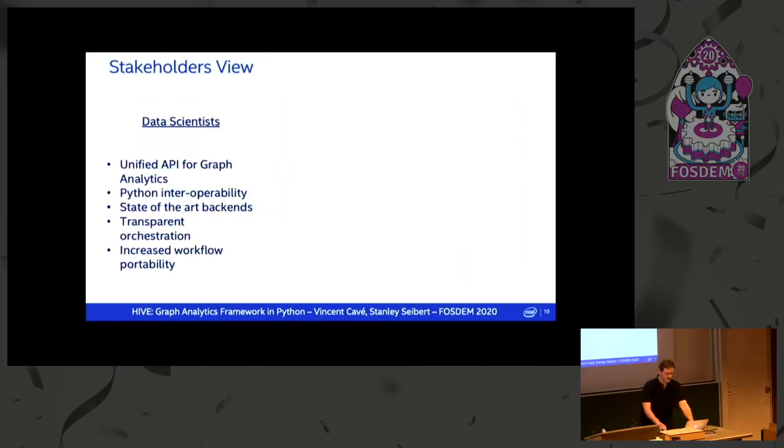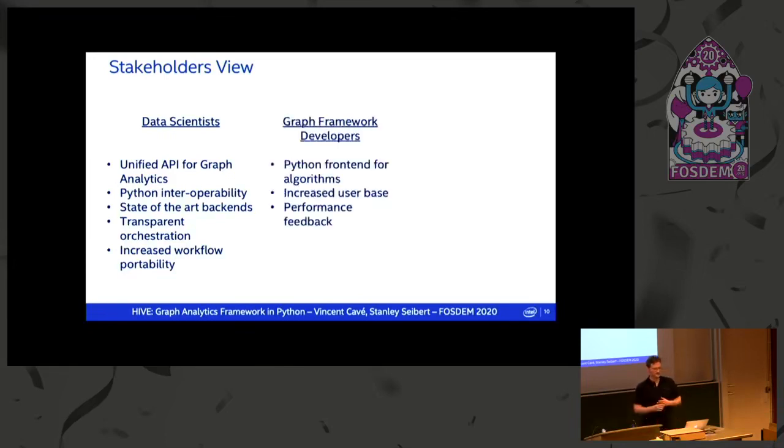So as a summary for the stakeholders view, if you're a data scientist, what you gain is that you now have a unified API for graph analytics. You have the Python interoperability that allows you to plug your work into a larger workflow. And you just have these state-of-the-art backends that are always available, right? They are maintained, they are optimized. You get the transparent orchestration so that you don't have to worry about what the actual underlying hardware is. And you get the increased workflow portability.